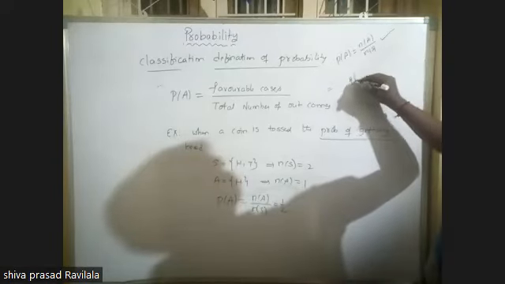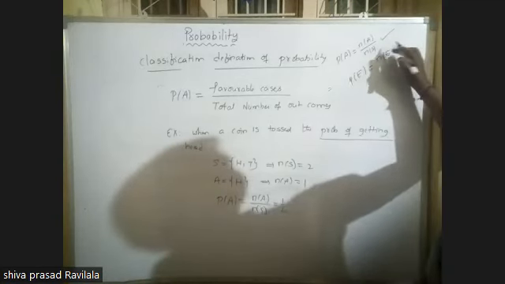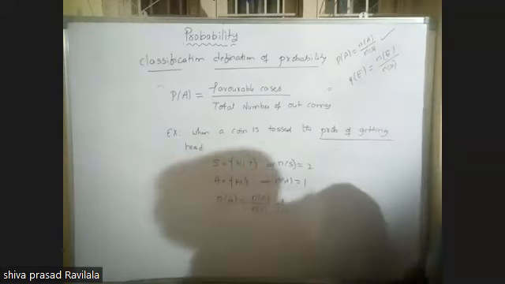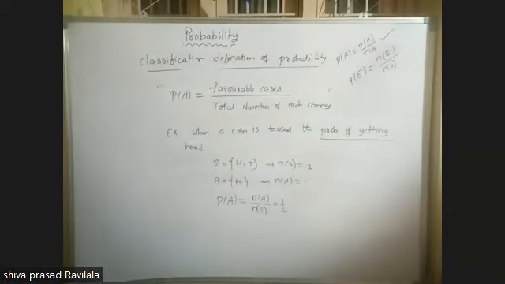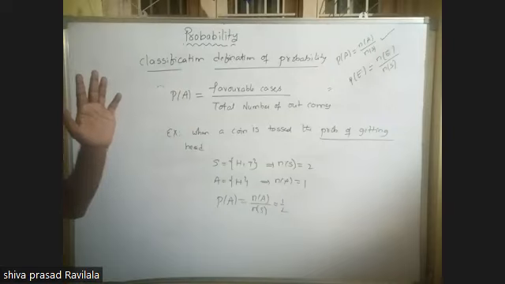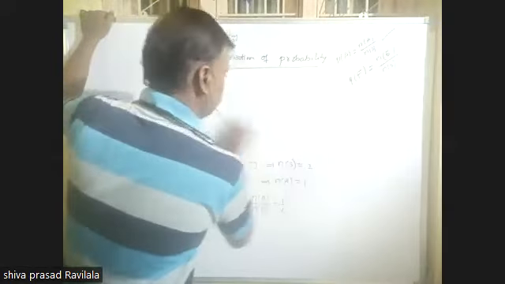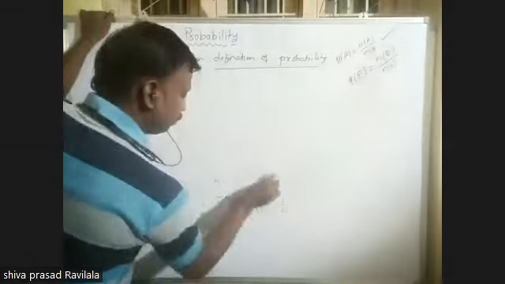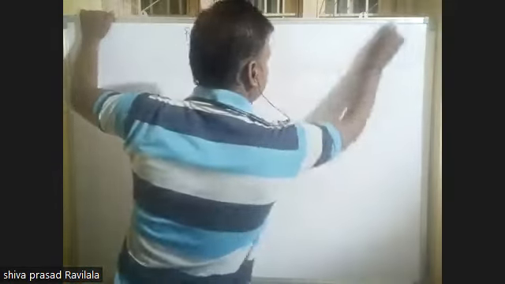Some textbooks or my exam may give P of E, and P of E is equal to N of E by N of S. Any one of these two: P of A is equal to N of A by N of S, and P of E is equal to N of E by N of S. Favorable cases by total cases. In this we have complement, that is, probability of A plus probability of A complement is equal to 1. You remember this thing. Required cases by total cases. How many favorable? We have to read the question properly. In this question, probability of getting head, only one case, that's why 1 by 2.